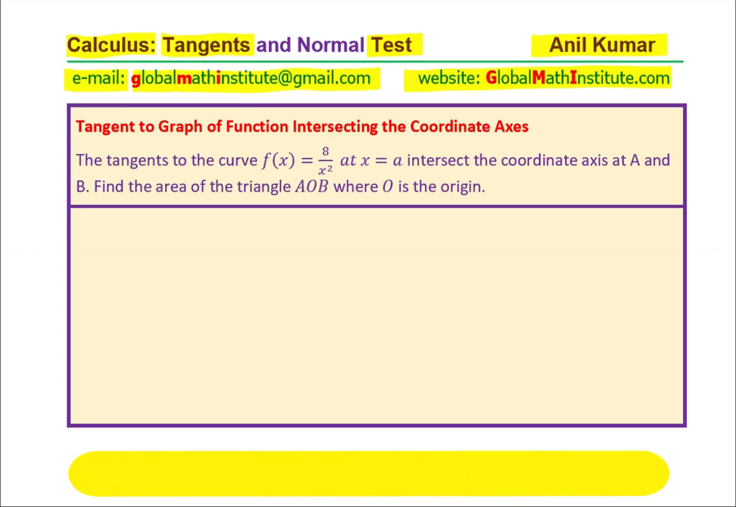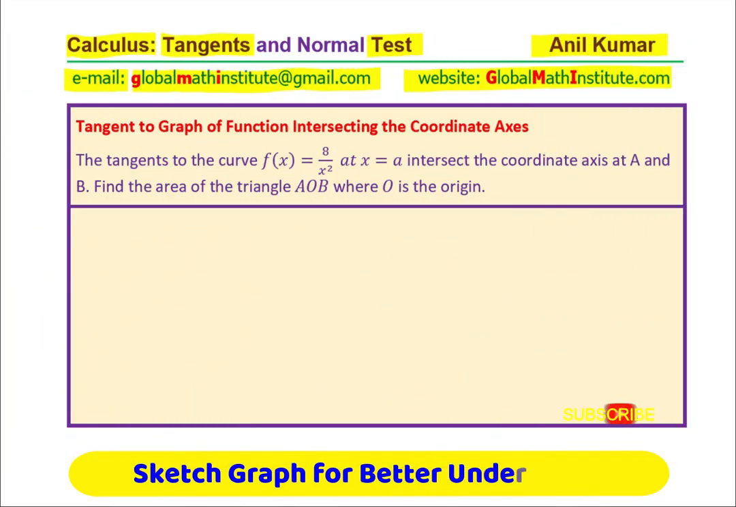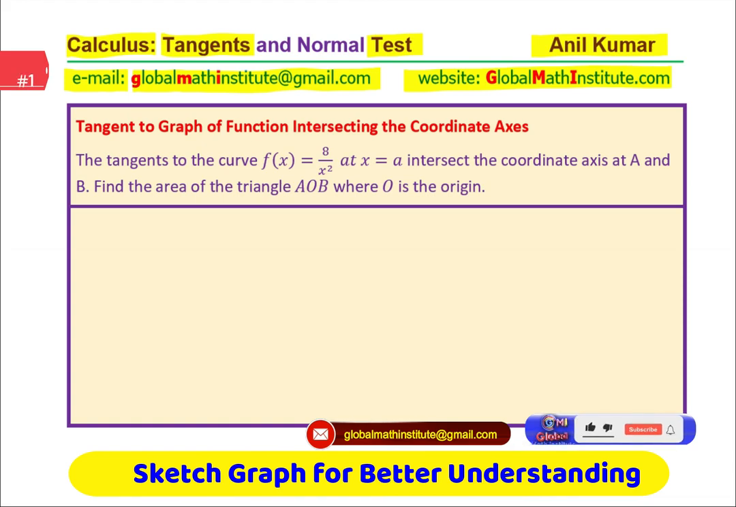Now let us see how we solve such a question. Well, the idea is first to visualize what we are getting into. We have a function 8 over x squared. We need to find the area of the triangle formed by the tangent and the coordinate axis. Let's try to sketch it.